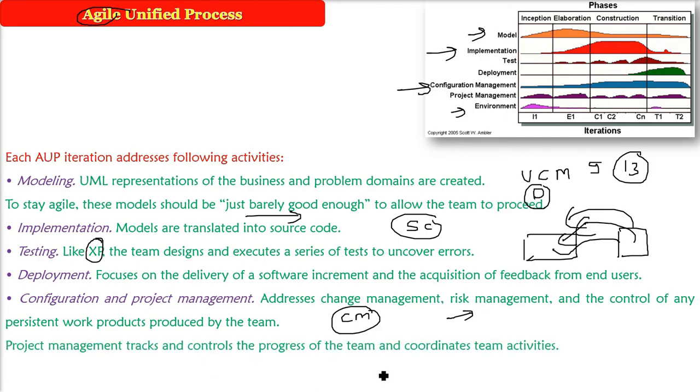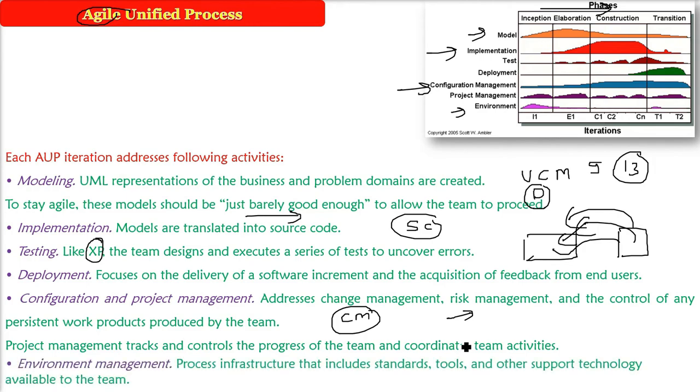Project management is all about the progress of the team, and there are different teams working on different activities, so there has to be some coordination also. Environment management is that the team is important, so you have to provide them tools, support, and technology, and talk to them about the standards to elevate them. This is the environment management, which is also done in the agile unified process. So we talked about AUP. AUP is all about the unified process with agility, with all these following activities.